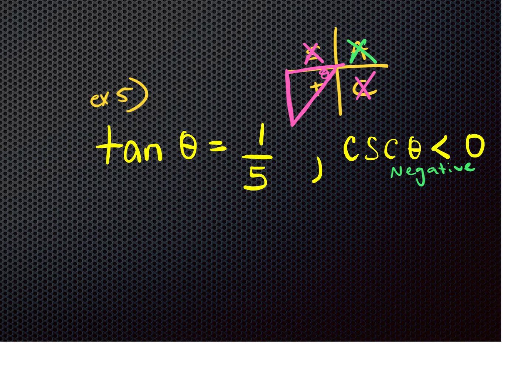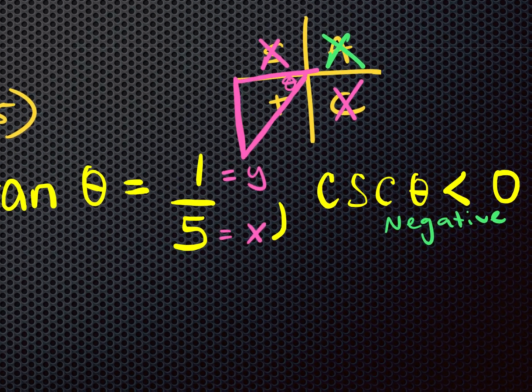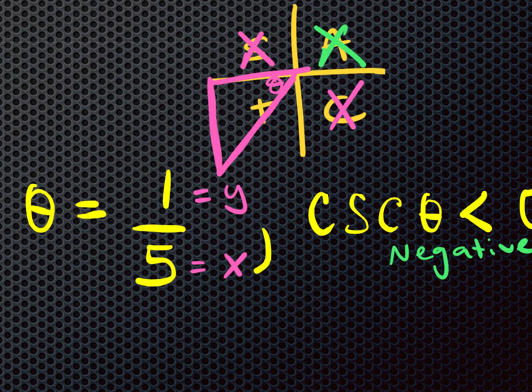Now, in terms of x, y, and r, tangent is what over what? Y over x. So 1 is going to be our y, and 5 is going to be our x. But looking at where we drew the triangle, if I go to the left, what does that mean my x has to be? Negative. So what do we think our x is here? -5. And if we go down, what does our y have to be? -1. Perfect. It also has to be negative.